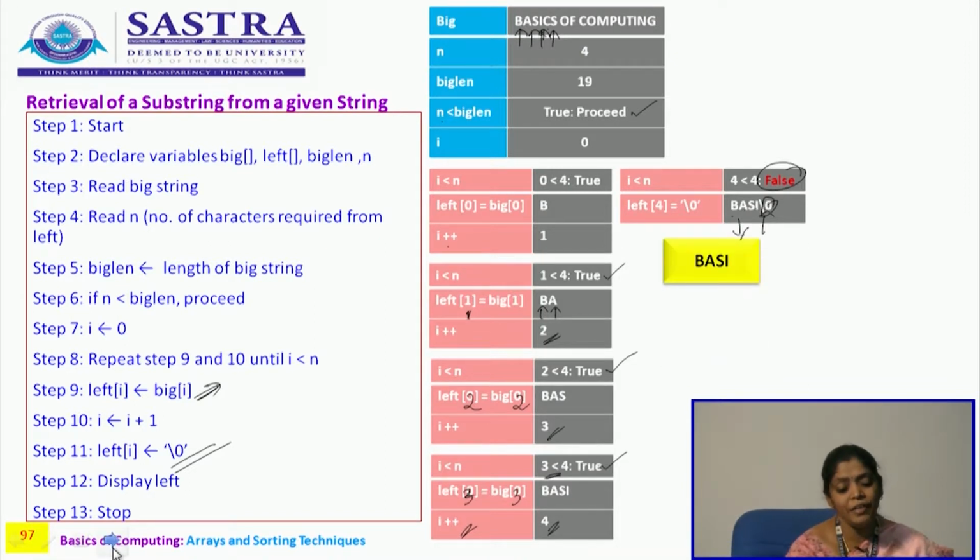So the retrieved characters are BASI, because the user wanted to have only the first 4 characters. So this algorithm helps you to retrieve a substring from the left hand side.